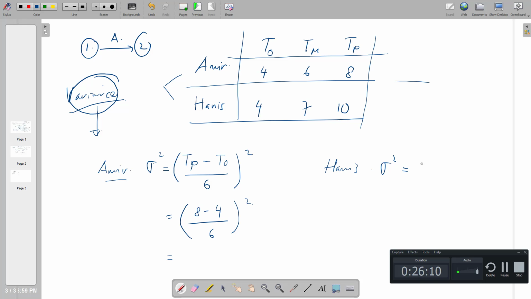let's just jump into it, 10 minus 4 per 6. Hanis is 4, 7, 10, I think. That's correct. This one will be 8 minus 4, 4 per 6. What is this? 0.44. Okay. And then what about Hanis? This one, 10 minus 4, 6. Right. What is this?